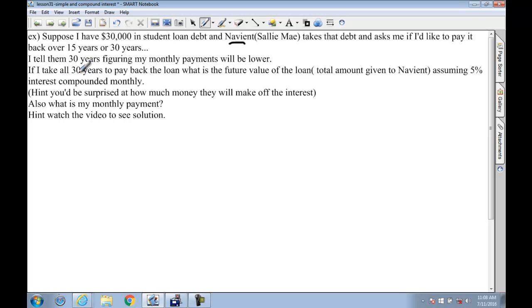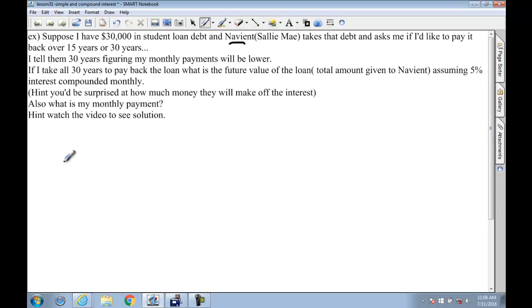If I take all 30 years to pay back the loan, what is the future value of my loan? In other words, the total amount given to Navient after those 30 years. And assume 5% interest compounded monthly. Now that part I don't know. I do know that they use the compound interest formula. I don't know that it's monthly. And you'd have to call and find out what your personal interest rate is.